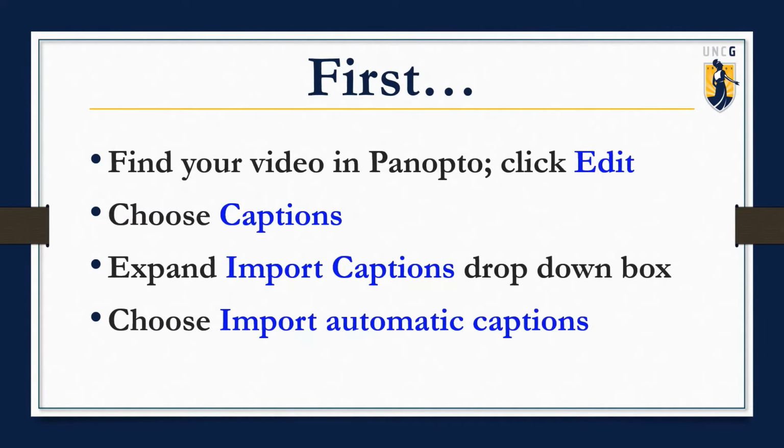The first thing you'll want to do is find your video in Panopto and click Edit. Then choose Captions and expand the Import Captions drop-down box. From here, choose Import Automatic Captions. Let's take a look.